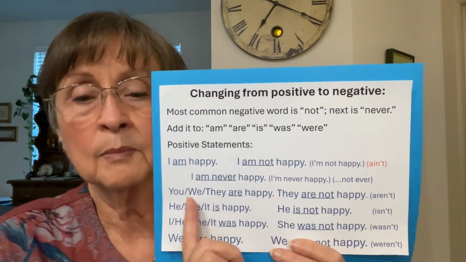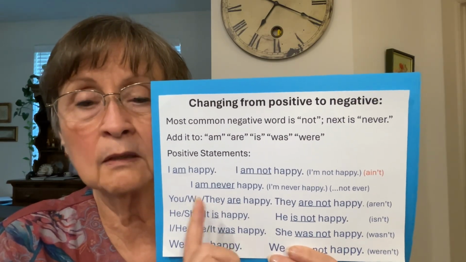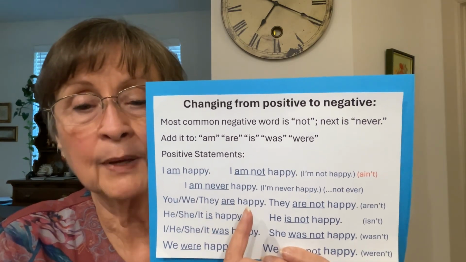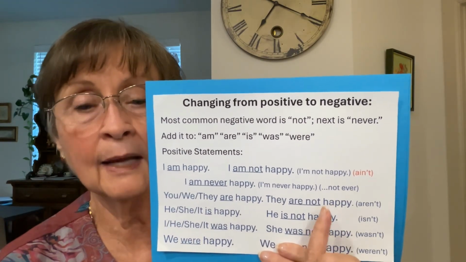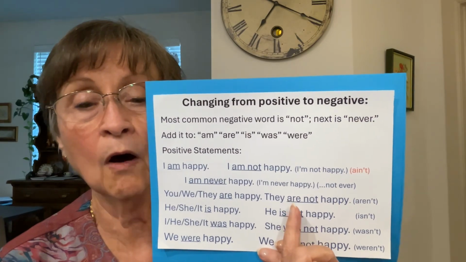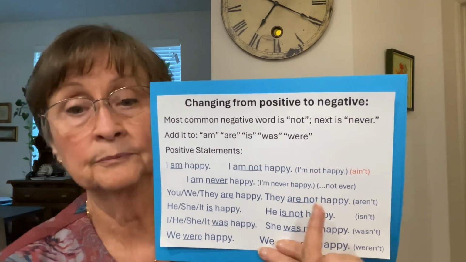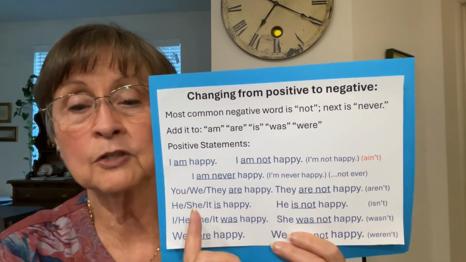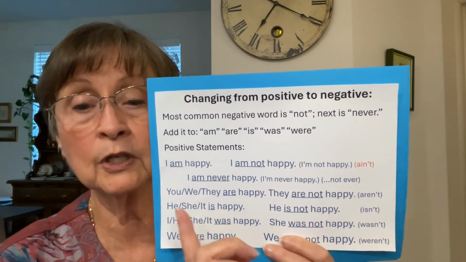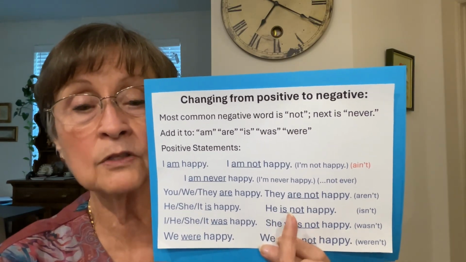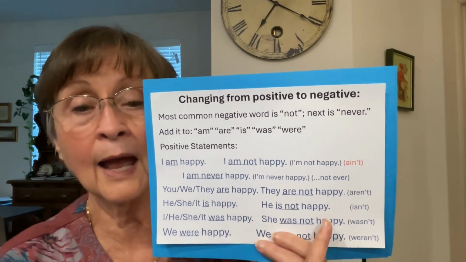Now I shortened this a little bit so that I didn't have so many pronouns over here, but you know, you, we, they are used the same way. Are happy. So I'm just taking one of these, they. They are not happy. Now I can contract with the are. Aren't. They aren't happy. They're not happy. If I say he or she or it, then I have to say is happy. So I'm going to have he or she or it isn't or is not happy. You can contract it to isn't, or you can say he is not happy.